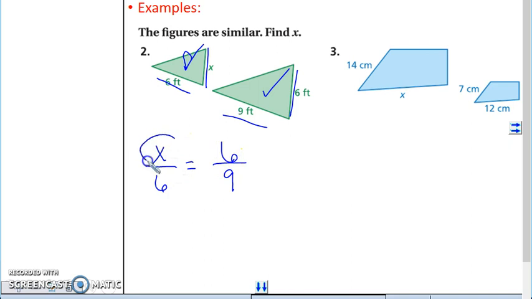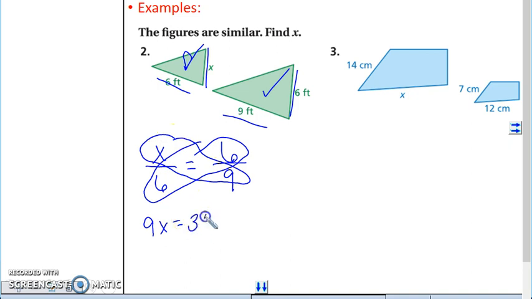Now, you learned this butterfly method, I think is what you called it. Cross product property. 9 times x is 9x equals 6 times 6 is 36. The last thing we need to do is divide by 9, and now we have x by itself, that's what we're supposed to do. Solve for x. And it happens to be 5. What am I saying? 4. It has to be 4. 4 times 9 is 36. So this side right here is 4 feet. Alright, let's look at number 3.